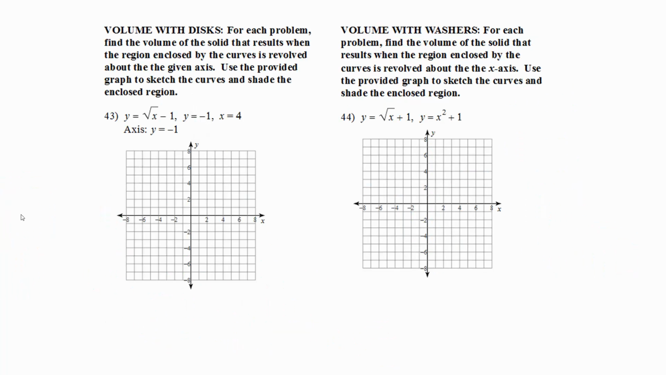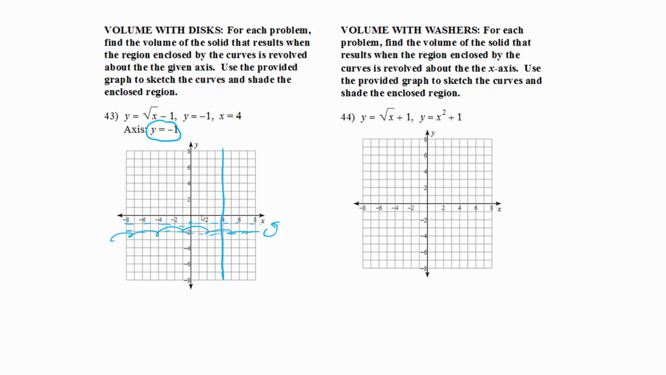Okay. 43. Also volume with this, but this time we're not rotating around the x-axis. We're rotating around y equals -1, which is down here. This is where we're rotating. It's also one of our boundaries, as well as x equals 4 is a boundary. And I put that on the wrong line. This is -1.